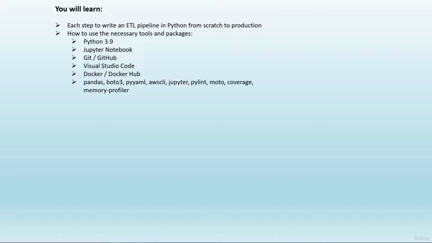In this course, you will learn each step to write an ETL pipeline in Python from scratch to production. You will learn how to use the necessary tools and packages such as Python 3.9, Jupyter Notebook, Git and GitHub, Visual Studio Code, Docker and Docker Hub, and the Python packages Pandas, Boto3, PyYAML, AWS CLI, Jupyter, Pylint, Moto, Coverage, and the memory profiler. You will also be able to apply functional and object-oriented programming and understand the two different approaches in the data engineering field.